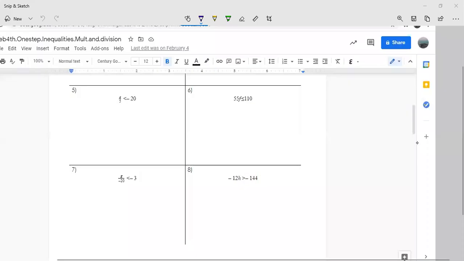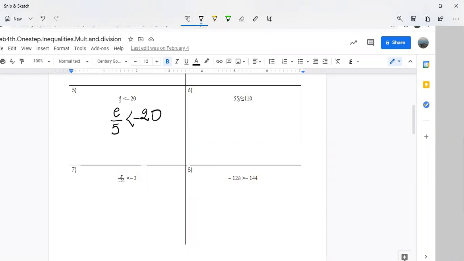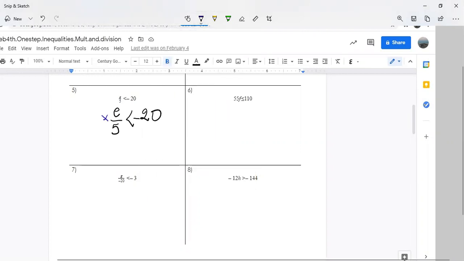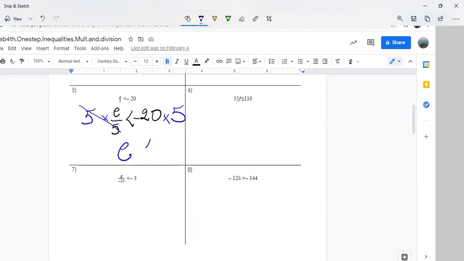All right, number 5. I can barely see it. It's so small. Make it bigger. This is e over 5 less than -20. Okay, I want to isolate the e. I have division. The opposite of division is multiplying. So there is a division by 5, so the opposite of that is multiplying both sides by 5. So here it cancels. I am left with e alone.